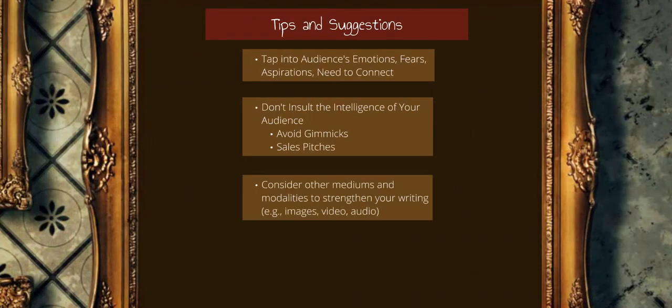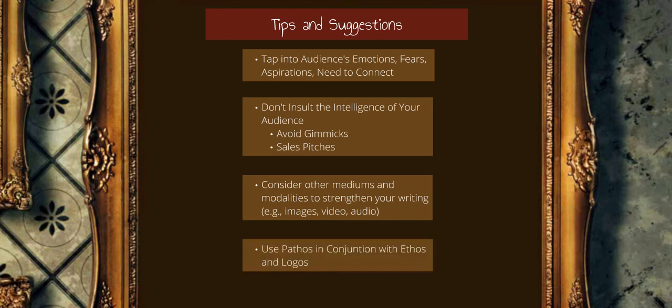Third, consider other mediums and modalities when appealing to pathos. A description that evokes sadness could be strengthened by a sad song in the background. Hollywood does this all the time. And last, always consider pathos in conjunction with ethos and logos.